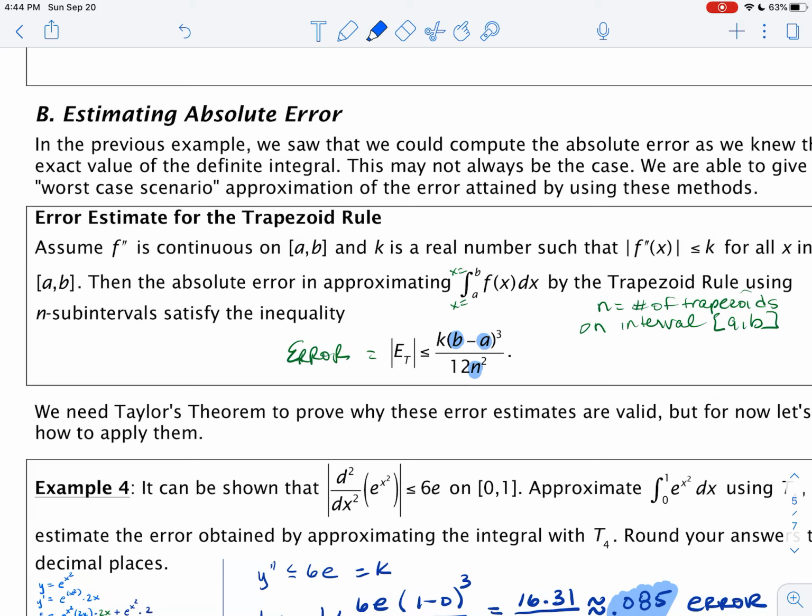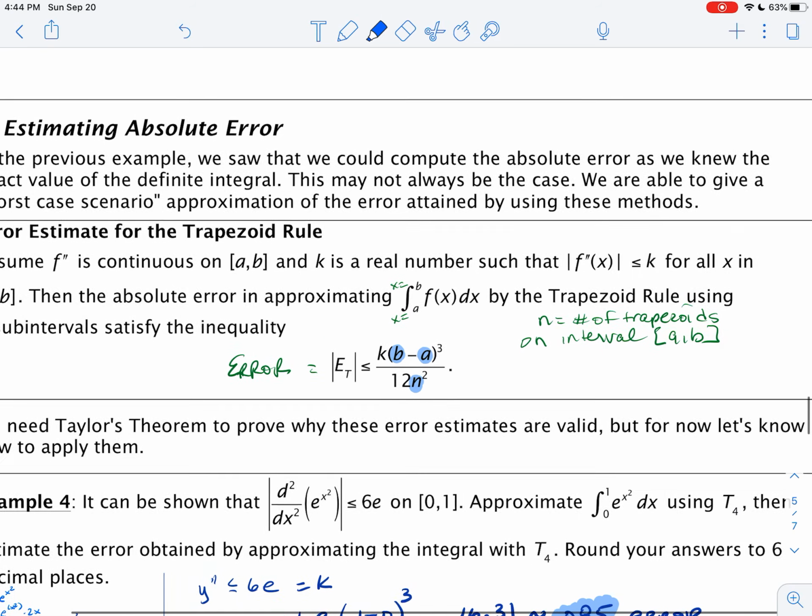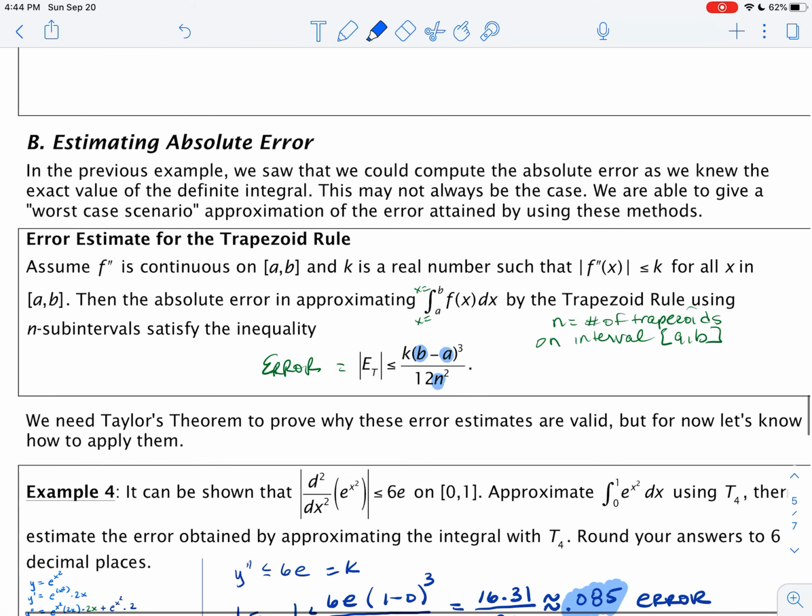Okay, so let's read the rule. Assume f double prime, the second derivative, is continuous on [a, b], and K is a real number such that the second derivative's magnitude is no larger than K for all x in that interval. Then we can calculate the absolute error in approximating our integral using the trapezoid rule by using this formula. So that's how we use K.